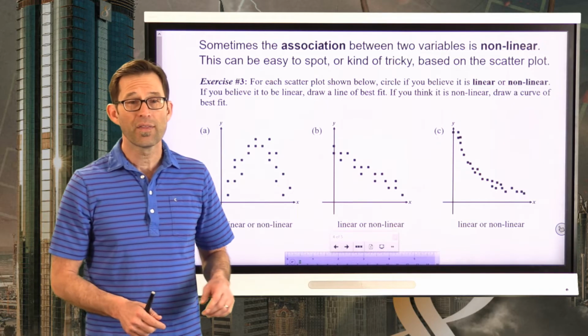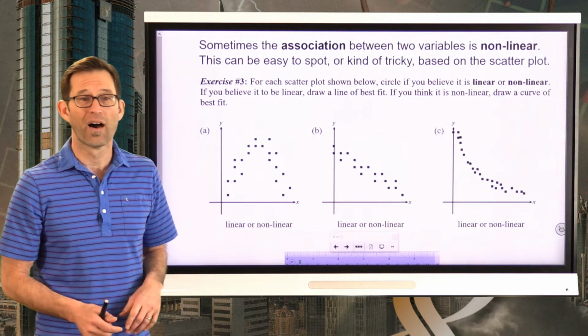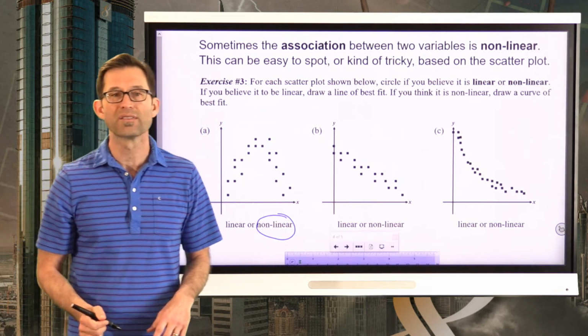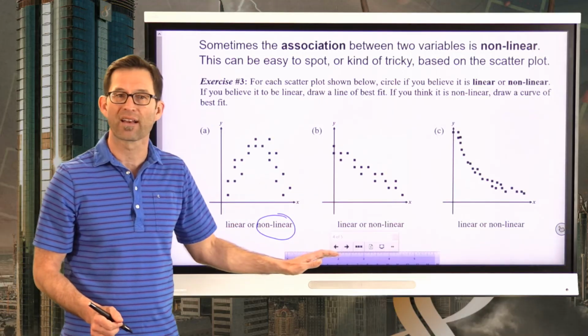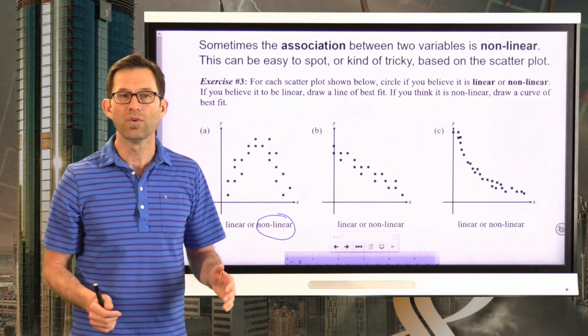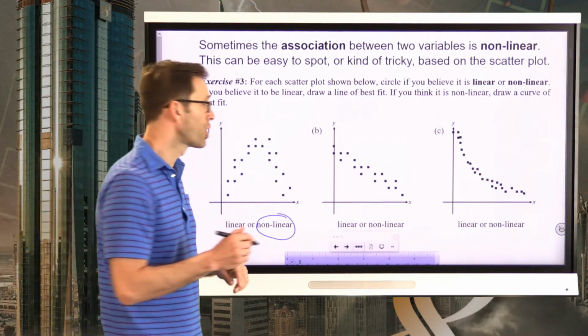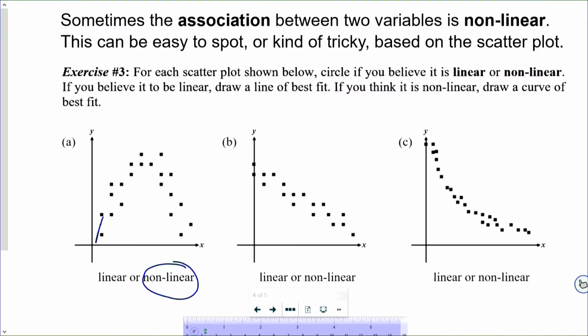All right, well, I think letter A is pretty obviously nonlinear, right? And it's nonlinear because the data goes up and then it comes back down, right? Lines don't do that. Lines go forever in one direction. Now, if I was going to draw a curve of best fit here, I might draw something that looks kind of like that, right?